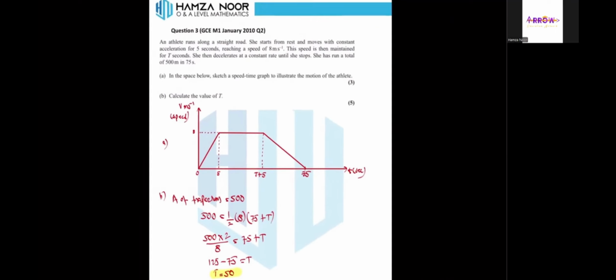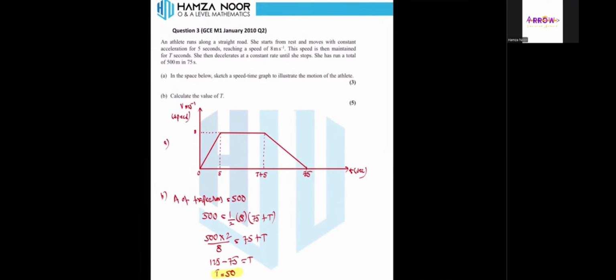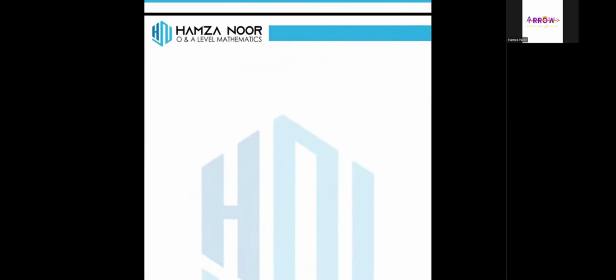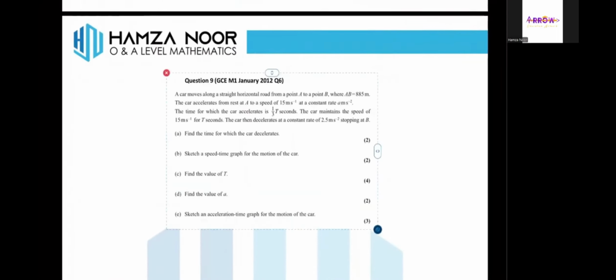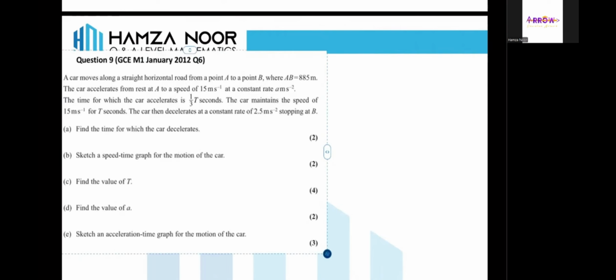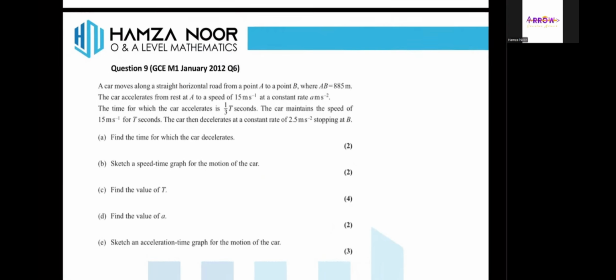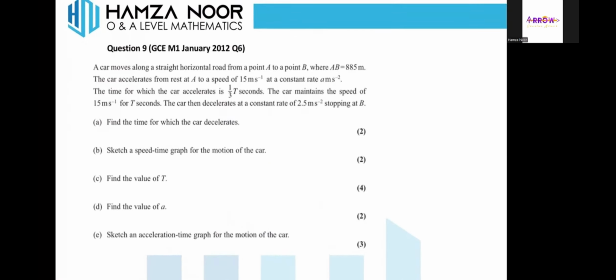And this was question number 3 of the handout, January 2010, question number 2. All right, so now moving on to the next question. Here we have question number 9 of the handout, which is GCE M1 January 2012, question number 6.